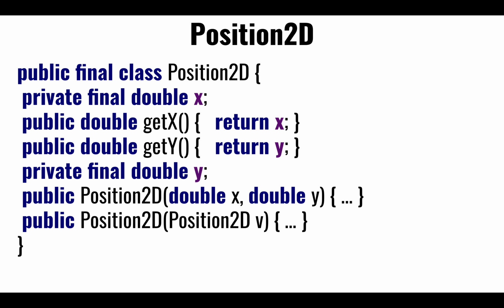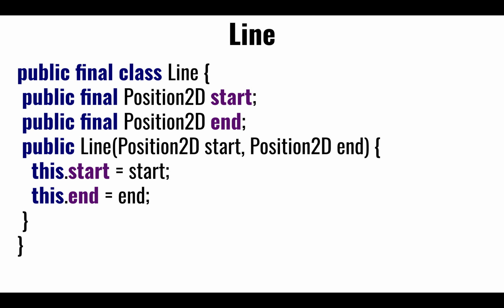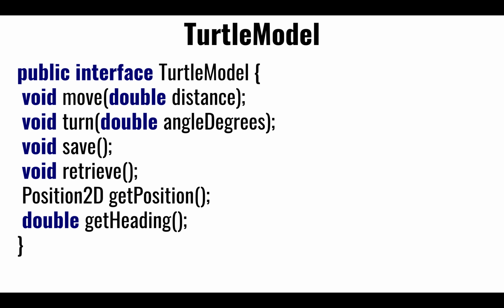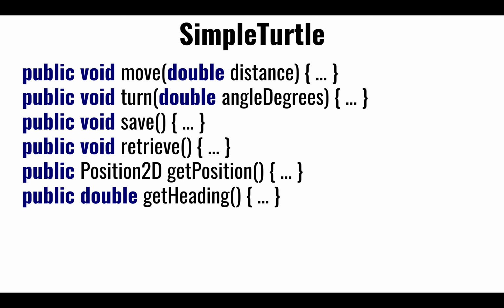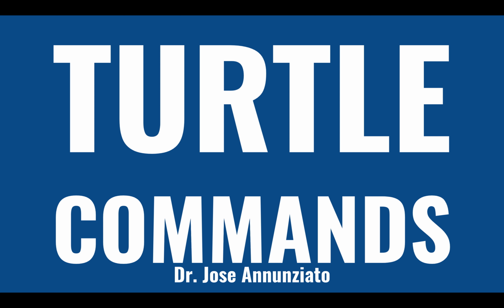So on Thursday we took a look at the data model for representing points, for representing the lines. This is the same turtle model that we had reviewed a week earlier. That's being able to just trace, save, move, turn, right? All the basic operations.